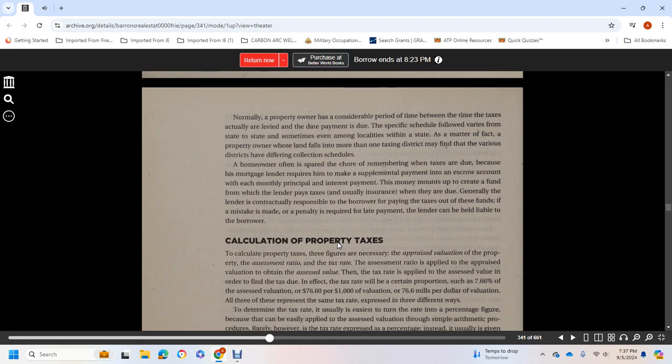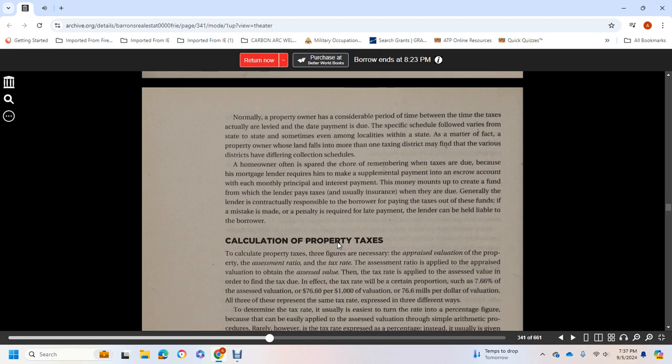Normally, the property owner has a considerable period of time between the time the taxes are actually levied and the day the payment is due. Specifically, the schedule varies from state to state, and sometimes even among localities within a state. As a matter of fact, a property owner whose land falls in more than one taxing district may find the various districts differing in collection schedules.